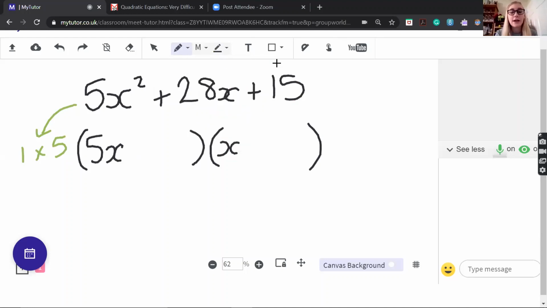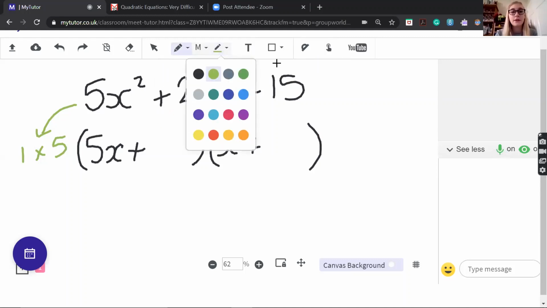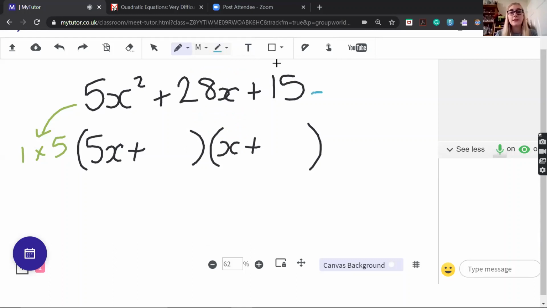Then we work out the signs. That's going to be plus and plus. It's the same kind of situation as before. This is added, so the signs are the same. This is plus, so that's what the signs are. Now we just need to do the numbers. So we list what we can multiply to make 15, and it's 1 and 15, 3 and 5.